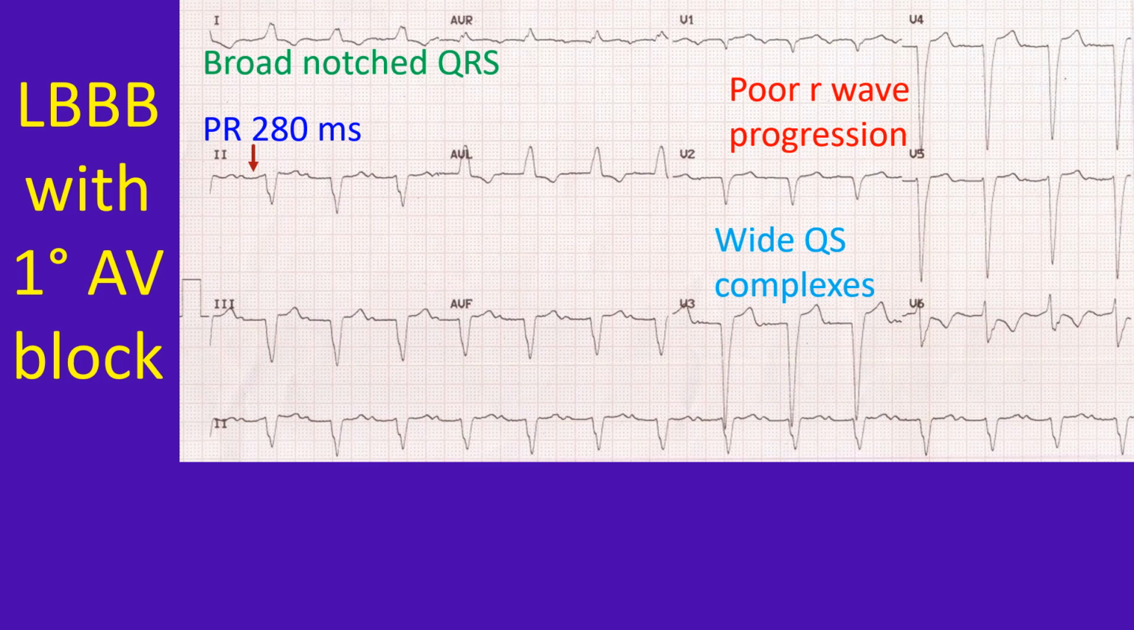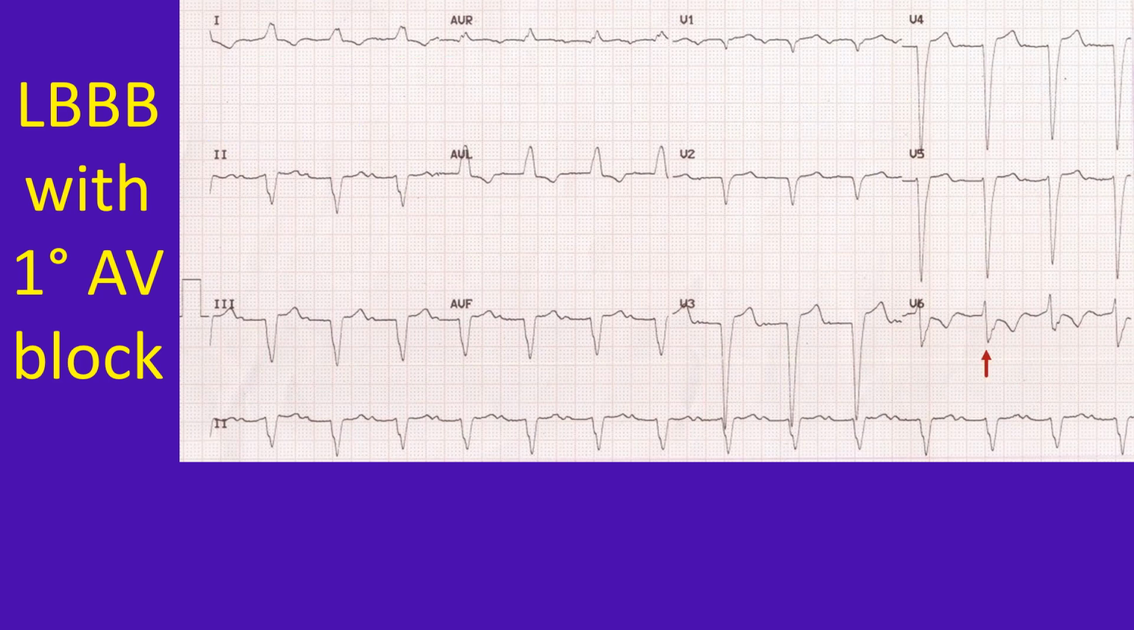LBBB is manifest as broad notched QRS complexes in lead 1 and aVL. The poor progression of R waves and wide QS complexes in anterior leads are also consistent with LBBB. But V6 is not showing a wide notched predominantly positive QRS complex. This disparity between V6 and lead 1 is often seen when the QRS axis is leftward in LBBB. Inferior and anterior leads are showing a pseudo infarction pattern, which is common with LBBB.